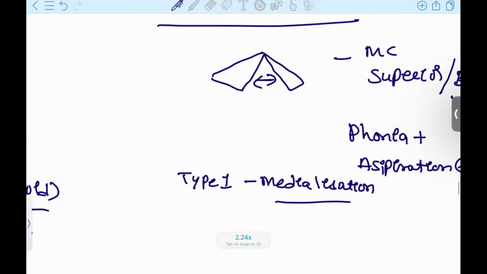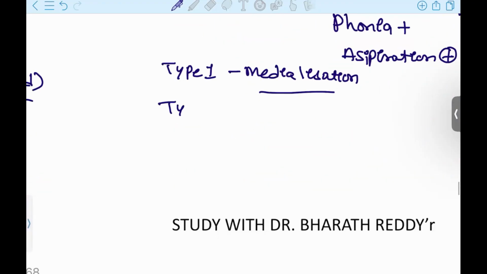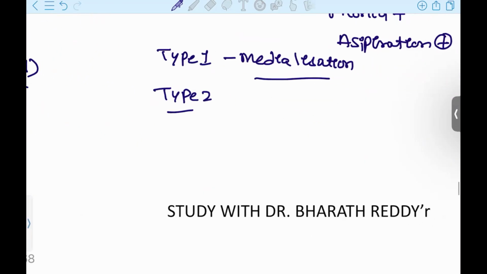There are 4 types of thyroplasty that can be done. So what are those thyroplasties? Type 1 is for the patients who are suffering from adductor palsy, that is medialization of the vocal cords. For this patient, you can bring the cords together by medialization. And type 2 is done for abductor palsy. You have to do lateralization. Okay, lateralization can be done.